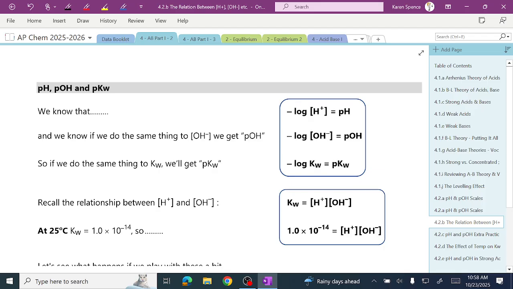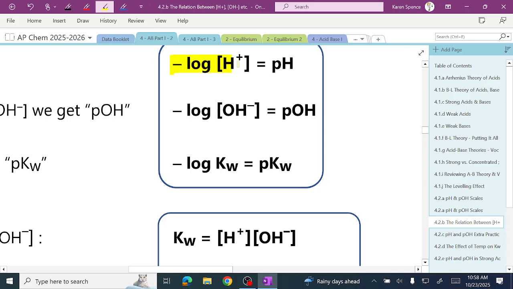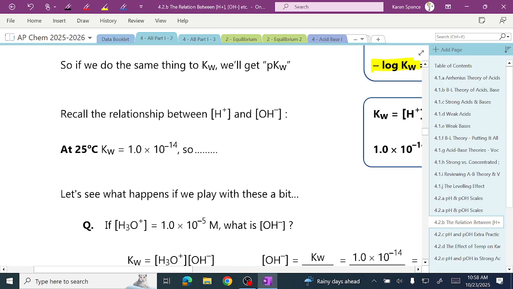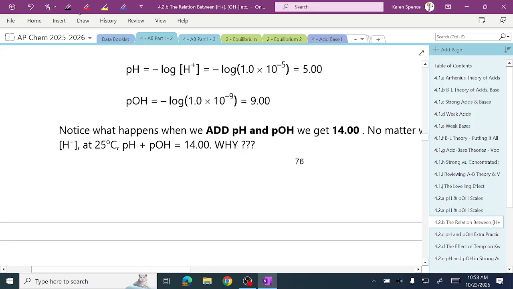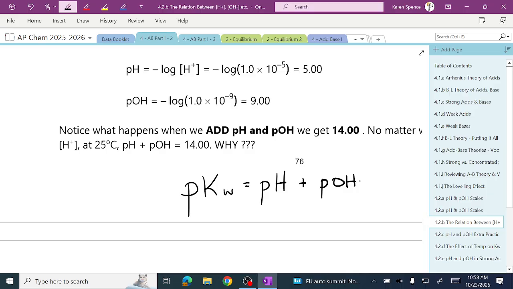We're going to skip ahead and look at pH, pOH, and pKw. So we already know this because we've covered it already. pH is negative log of H, pOH negative log of OH, and pKw negative log of Kw. This just shows us that pKw, what is pKw equal to? pH plus pOH. So that's another one you can use. You can use that to go back and forth between pH and pOH.